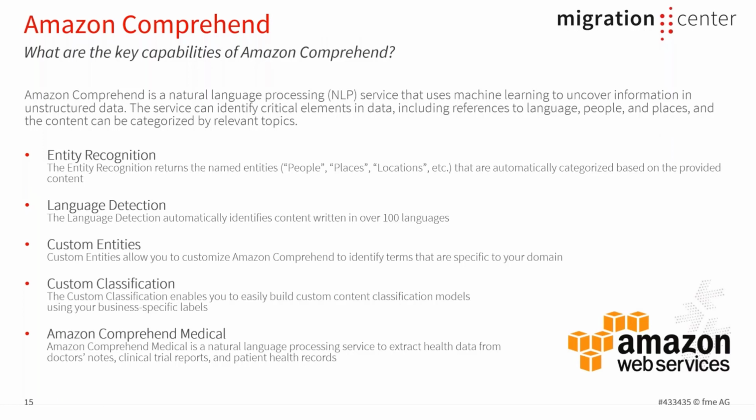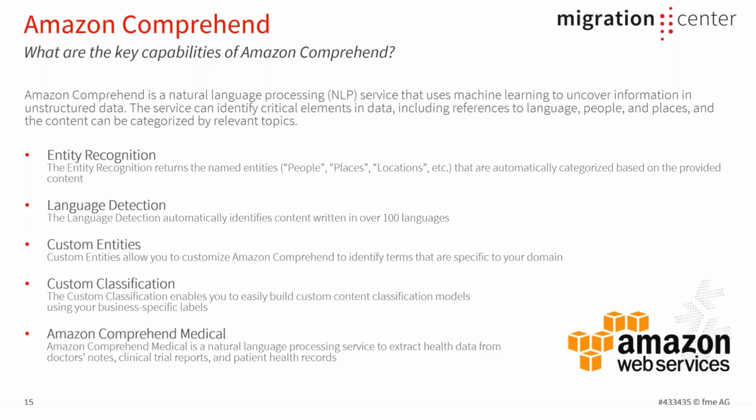But what are the key capabilities of Amazon Comprehend we support? First of all, as I mentioned, Amazon Comprehend is a natural language processing service which uses machine learning to uncover information from unstructured data. That's the main purpose. There are different elements which we integrate within our product, and the first one is entity recognition. Entity recognition allows you to return, let's say, specific entities like people, places, locations, organizations, etc. And this is done automatically, based on the provided content.